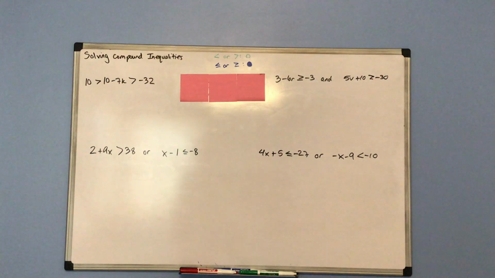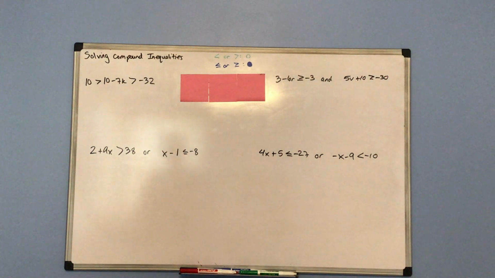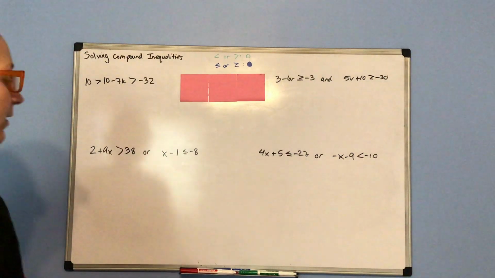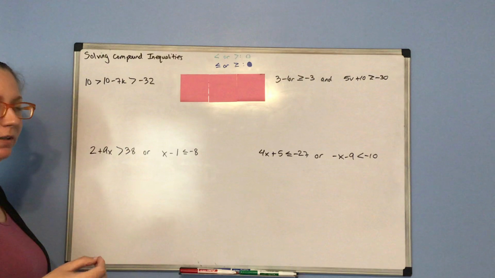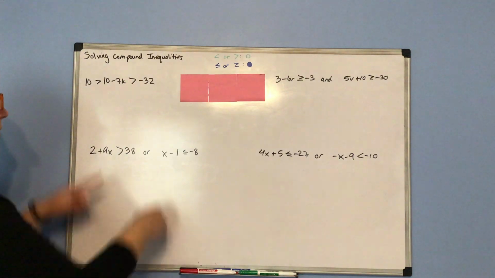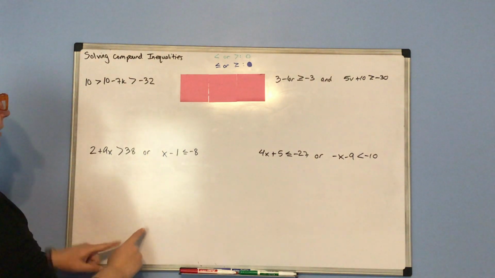Hello, today we're going to be talking about solving compound inequalities. So compound inequalities get their name because, as you might remember, compound means more than one, like a compound word is made up of at least two different words. A compound inequality has more than one inequality in it.